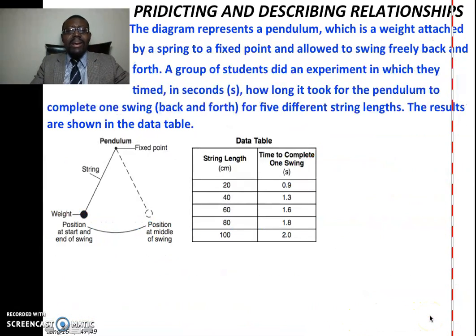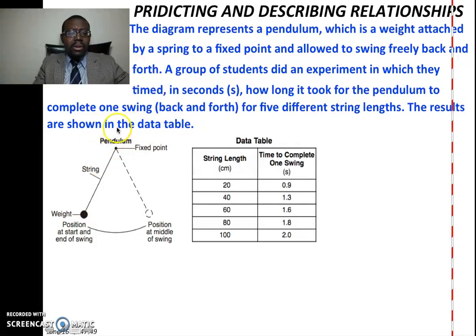All right. Now let's look at this question. Predicting and describing relationship. It says the diagram represents a pendulum, which is a weight attached by a string to a fixed point and allowed to swing freely back and forth. A group of students did an experiment in which they timed in seconds how long it took for the pendulum to complete one swing back and forth for 5 different string lengths. The results are shown in the diagram.